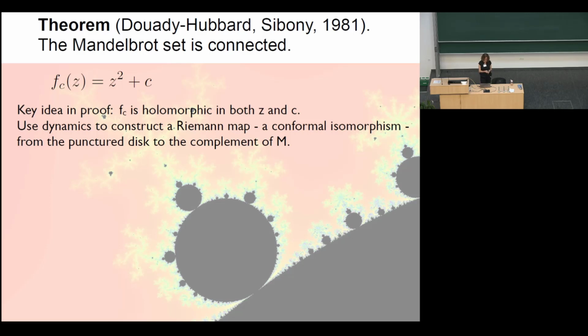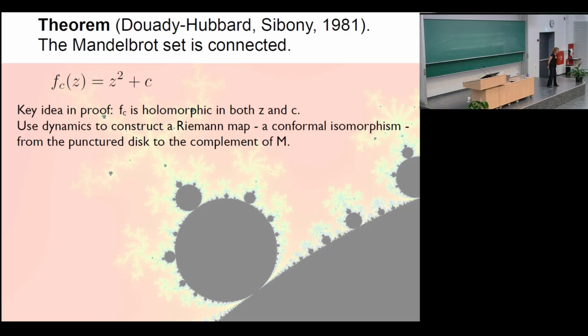I said I would sketch the proof. I just wanted to mention one idea. This is not really a sketch, this is just an idea. In this case, to prove that it was connected, the idea was just to observe that this family of polynomials is a holomorphic function in z, indeed it's polynomial, and also in the parameter c. And one can construct iteratively a conformal map, or the Riemann map, from the complement of the Mandelbrot set to a disk, and one can do it essentially explicitly. You take iterates evaluated at 0, and you show that some limit exists, and you get a conformal map. So the proof is really just a couple lines long.